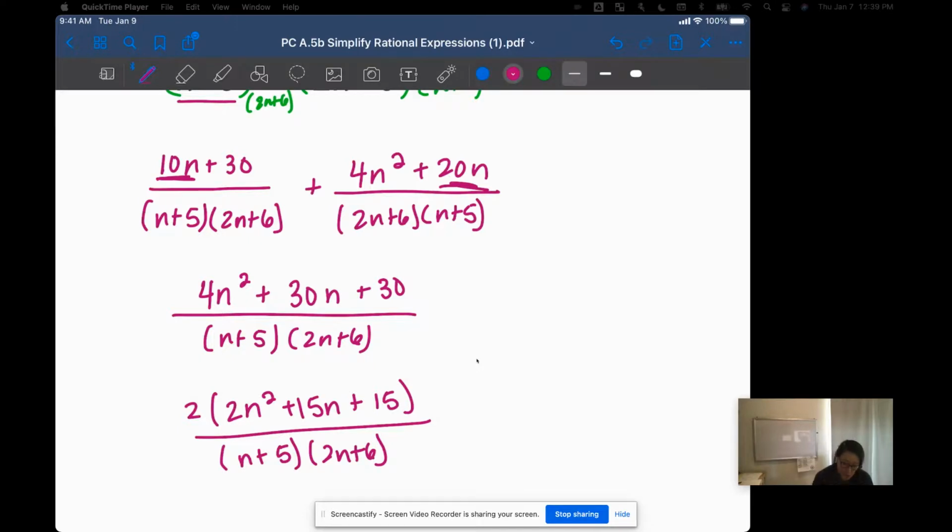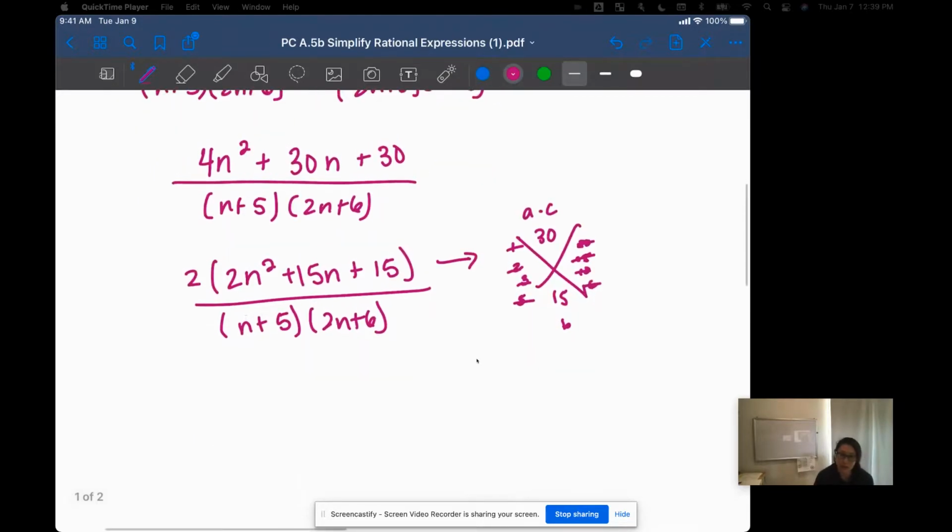And now I'm going to try and factor out the numerator using the big X. So 2 times 15 gives me 30, my A times my C, and my B value is also 15. Let's see, I have 1 and 30, that doesn't add to 15. I have 2 and 15, that doesn't add to 15. I have 3 and 10, that doesn't add to 15. And I have 5 and 6, that doesn't add to 15. So nothing, 2n squared plus 15n plus 15 is prime.